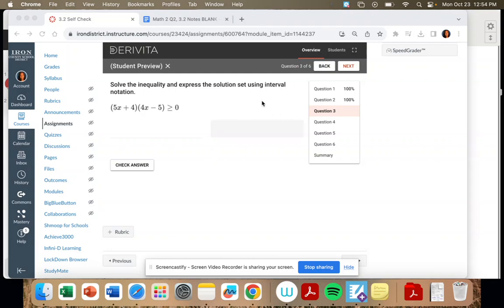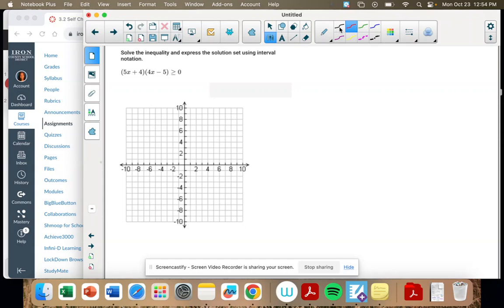Okay, question 3, we're solving the inequality and expressing it in interval notation. So I always include a graph just so I can see what's happening. You can also graph it in Desmos. But step 1 is to solve each factor like it's an equal sign instead of an inequality.